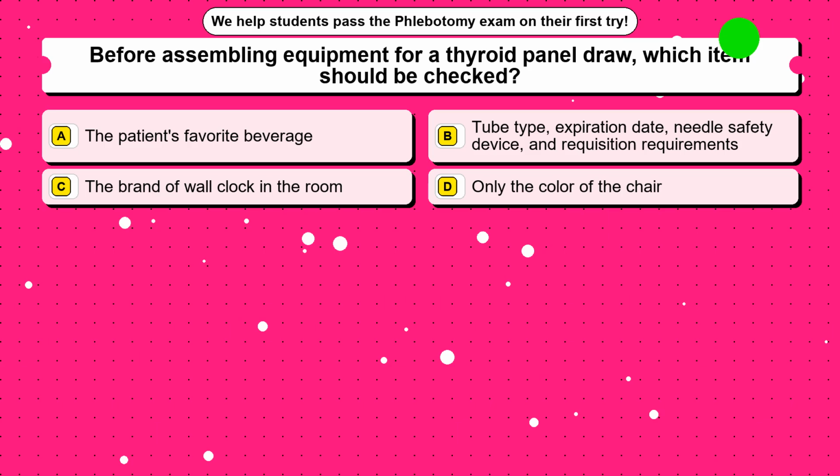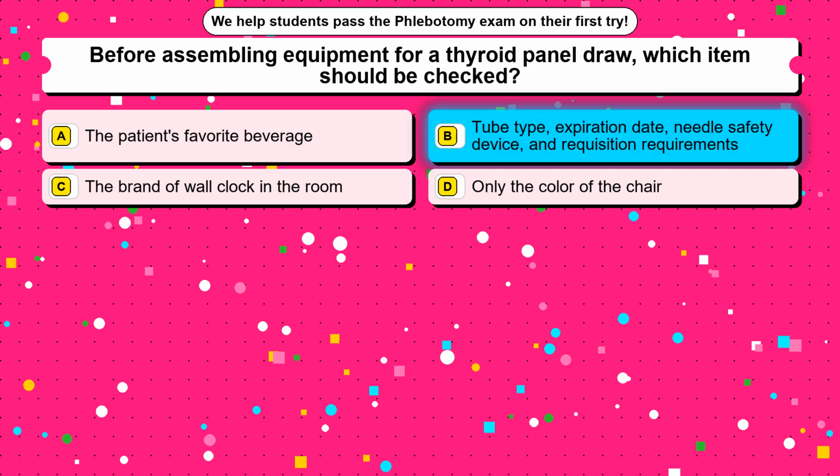Question 94. Before assembling equipment for a thyroid panel draw, which item should be checked? Option A. The patient's favorite beverage. Option B. Tube type, expiration date, needle safety device, and requisition requirements. Option C. The brand of wall clock in the room. Option D. Only the color of the chair.